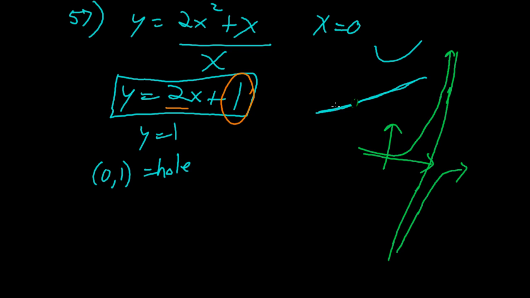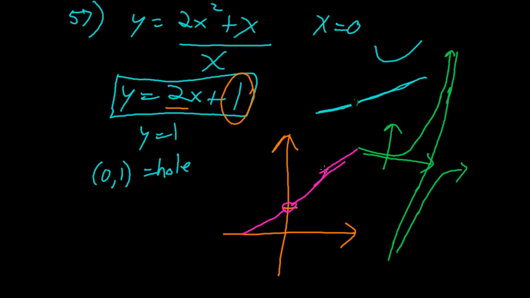So right when this line crosses the y-axis, this is what the graph should look like. Right when this line crosses the y-axis at 1, there's going to be a hole. It'll skip right over it. There won't be anything in this area. There's no line to connect it. Then it'll just keep going on straight.